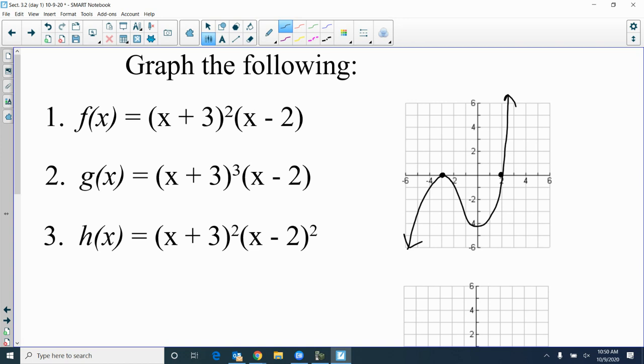All right, draw that. I'm not looking for the exact y values. I just want the general shape. So even though it goes off your screen, just give me the shape. So we want to look at what happens as we change the exponents. What happens to the graph? These all have x plus 3 and x minus 2, but they're all going to be somewhat different. All right, graph the second one.